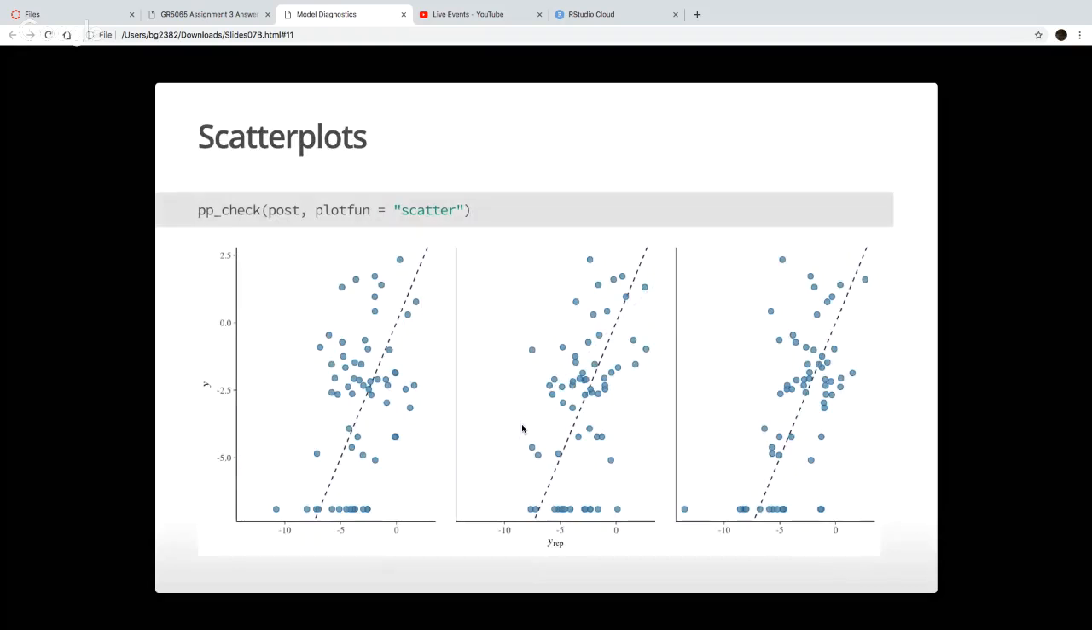Rolling along, you can do plot fun equals scatter, with 3 realizations from the posterior predictive distribution scatter plotted against the same actual y values. It's clear that even when the model is predicting in the right center, there's a whole lot of noise around that line, and at the bottom there are points that are just not well handled by a line at all. So that can be good for detecting some forms of nonlinearity.